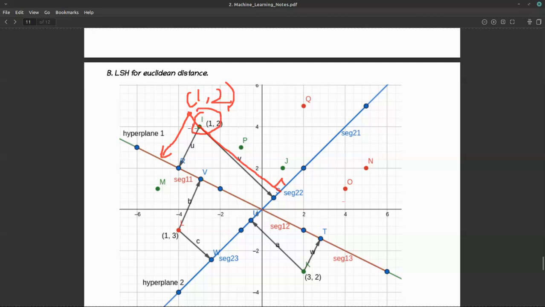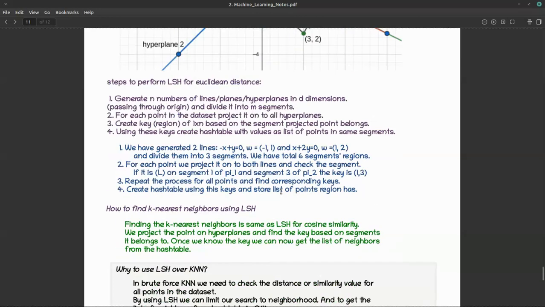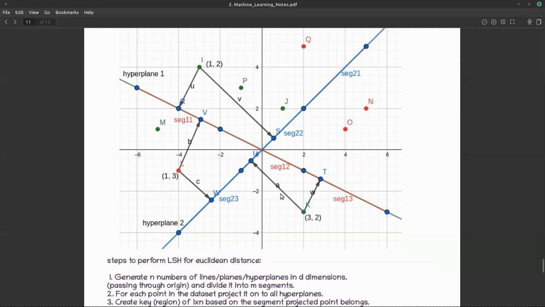So if k equal to 1, I will say the category of this query point is green, right? The idea is simple. If the point is very near to q, then it will fall on the same segments. So in the training data set, we are noting down all these segments, so all the points near to I will fall into the same segments. Correct. So basically, we know in advance which are the nearest neighbors.